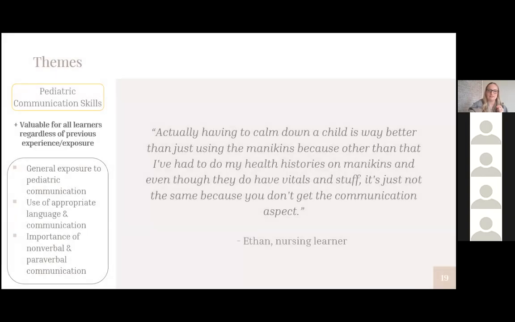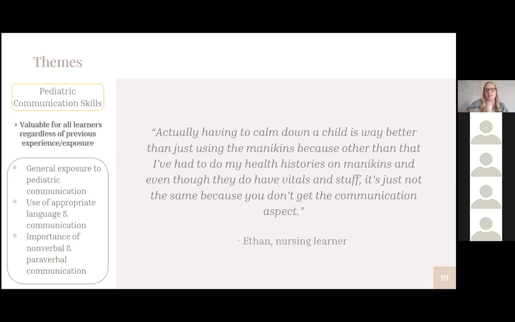Ethan also identified, I won't call this a sub-theme, but I found it interesting because it was specific to nursing. Medical learners did identify that they do some work with pediatric mannequins. And if you aren't familiar with what a mannequin is, it's a lifelike model that is able to mimic certain features of a real patient, but is not a real patient. And although the medical learners do a little bit with them, the nursing learners identified they do a lot of their pediatric learning with mannequins.